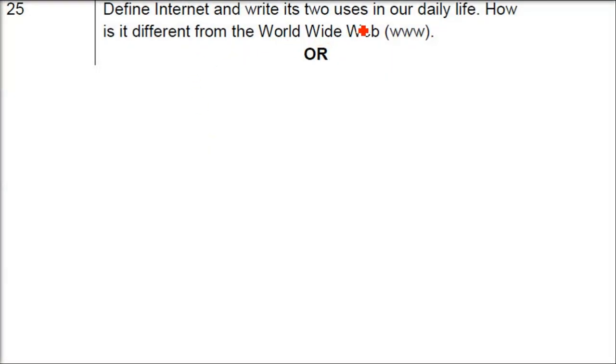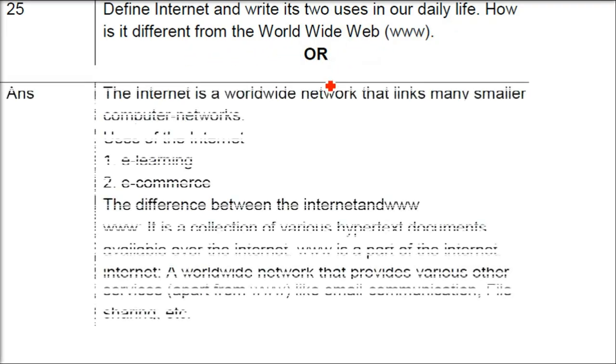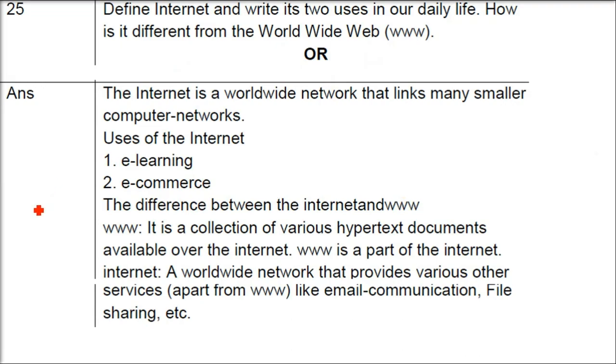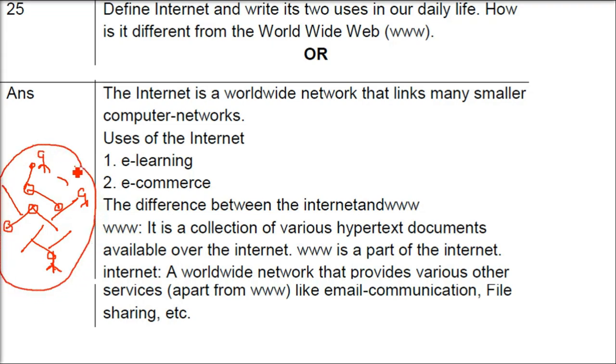Define internet and write its 2 uses in our daily life. How is it different from the World Wide Web, www? First thing is, internet is a jaal, a network. It's a network of networks. It's a global network of networks. Somebody is here, somebody is there. There are millions of users, millions of digital gadgets, millions of data, millions of routers, millions of networking technologies involved. So in this globe, the web of networks is internet.